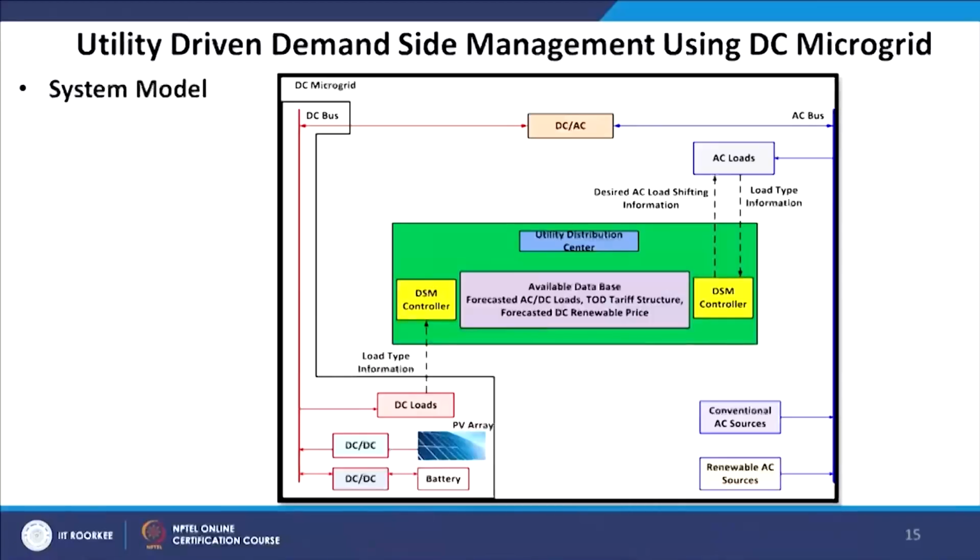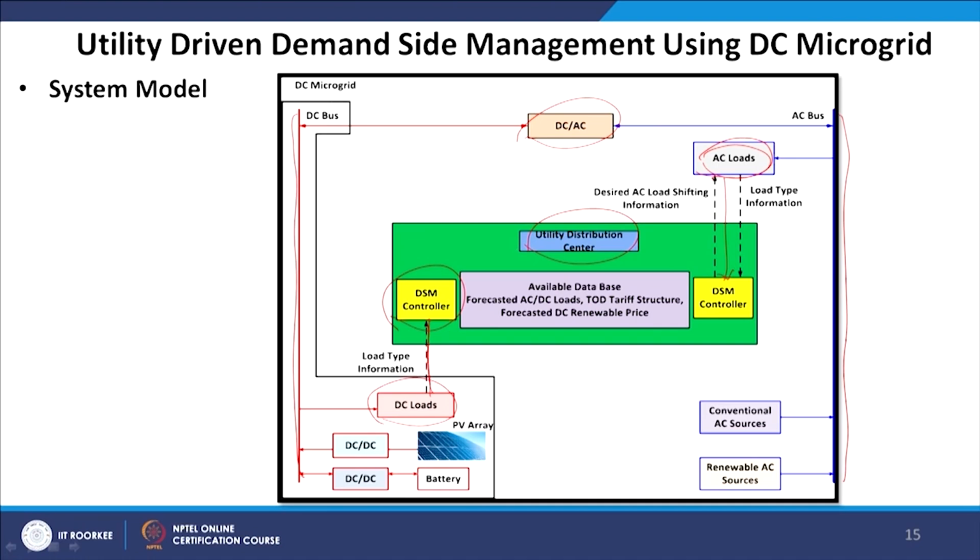Now, looking into the AC/DC microgrid architecture, this is my DC bus and this is my AC bus, and we do have a DC-AC converter. Now, the DSM controller, as we discussed earlier, can provide the information from the DC loads, and similarly the AC loads can be connected to my DSM controller. These two DSM controllers will take care of the behavior of the DC loads as well as AC loads, so that the utility distribution center can experience a peak demand reduction.